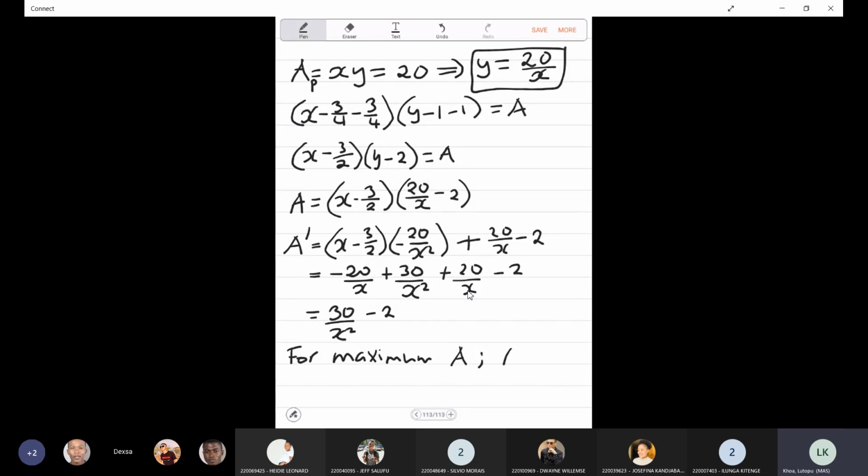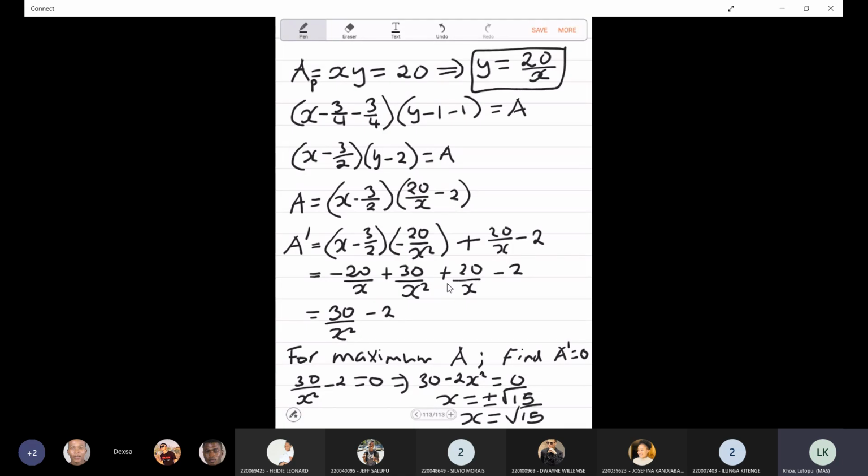we solve or find A prime equal to 0. So we have 30 over x squared minus 2 is equal to 0. This means that 30 minus 2x squared is equal to 0. And this means that x is equal to plus or minus the square root of 15. And again here, because we're talking about length, something tangible, we must take x equal to the positive square root of 15.